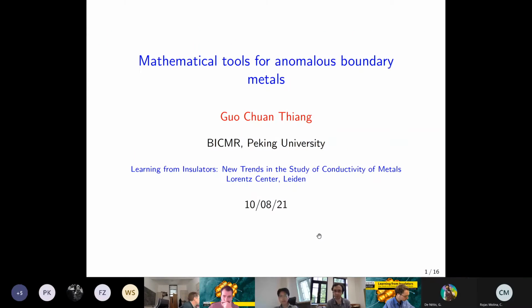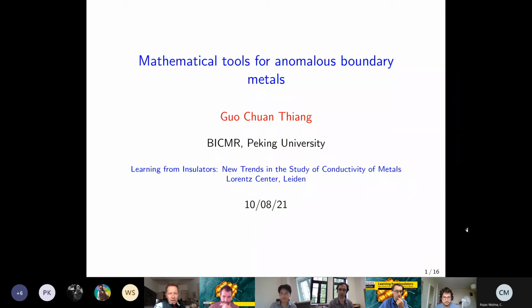Is Guo Chuan Thiang from Peking University, because we have a wide audience here. Just to briefly introduce him, Guo Chuan in particular has worked a lot on mathematical methods of topological insulators and semimetals, applying K-theoretic techniques and ideas about duality. But today he's going to talk about mathematical tools for anomalous boundary metals. So please, Guo Chuan, go ahead.